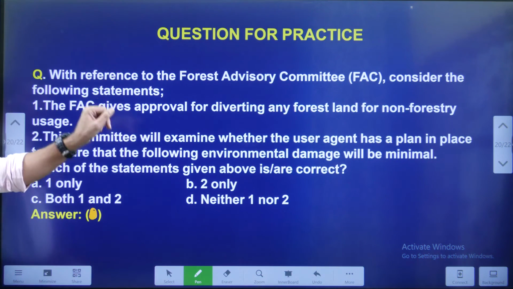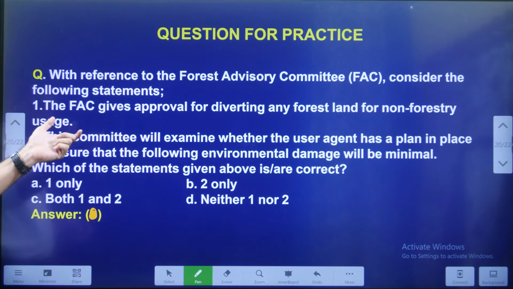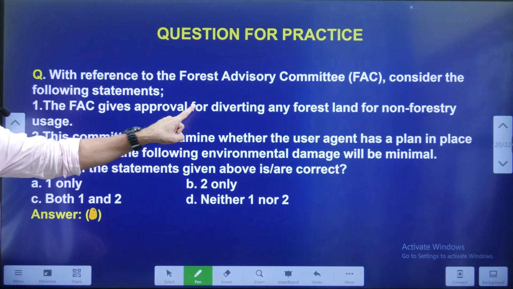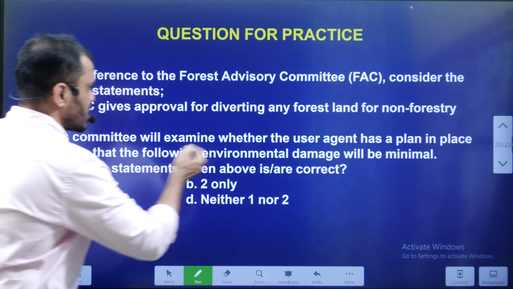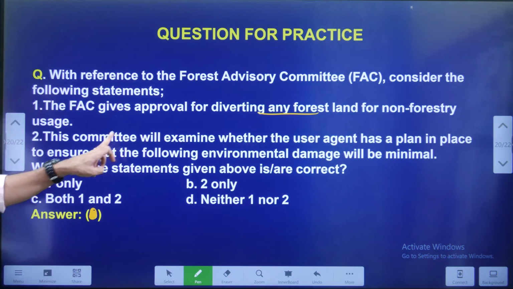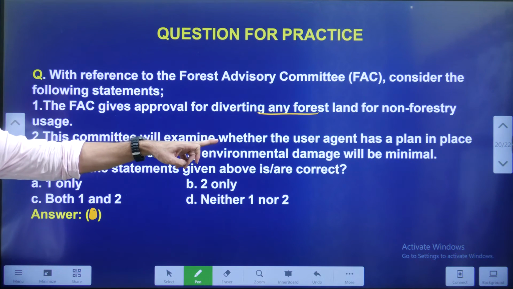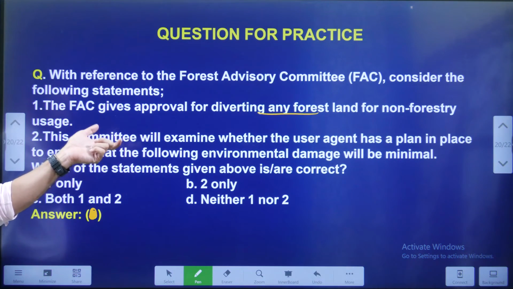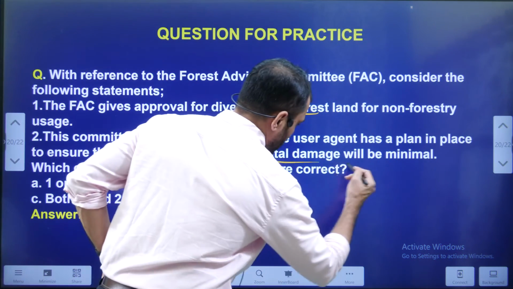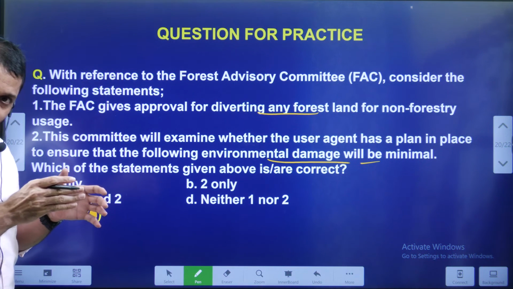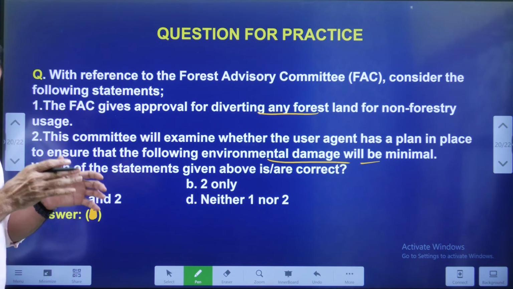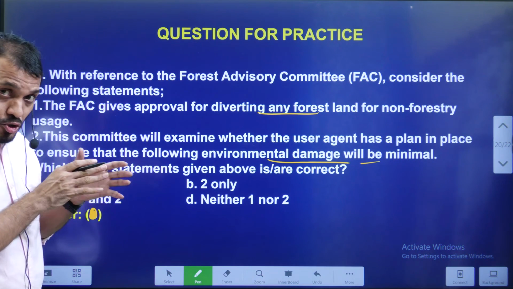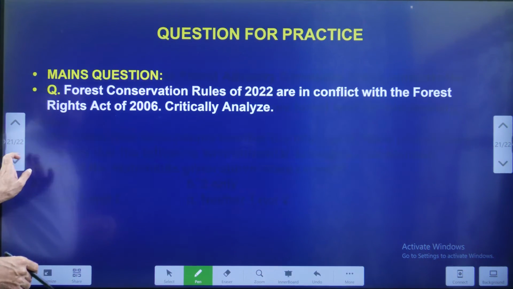Today's question is, with reference to the Forest Advisory Committee, consider the following statements. With respect to the Forest Advisory Committee, which one is right? It gives approval for diverting forest land for non-forest usage. Then this committee will examine whether the user agency has a plan in place to ensure that environmental damage will be minimal. It will check that when you are converting forest land to non-forest land, the damage to the environment must be minimum. Whether that was ensured or not will also be checked by this committee.